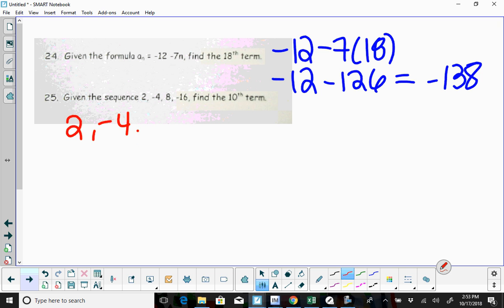All right, talk to you about what y'all would probably do on number 25. Okay, so you have the first 4. You can tell they're multiplying by negative 2 every time. Okay, so a lot of y'all are just going to find the 10th term by continuing to do that.